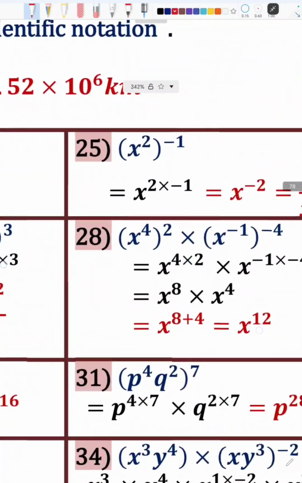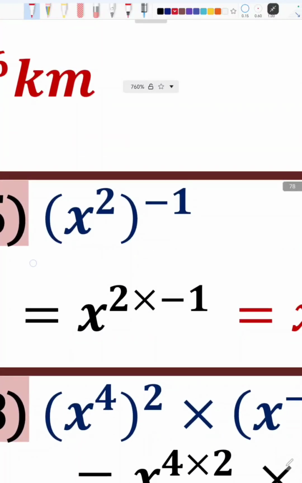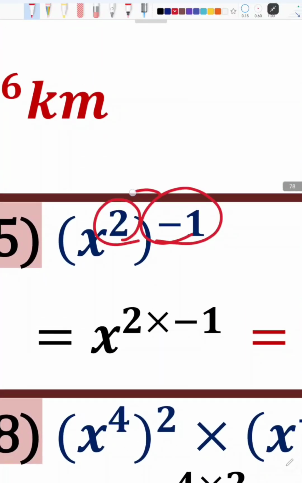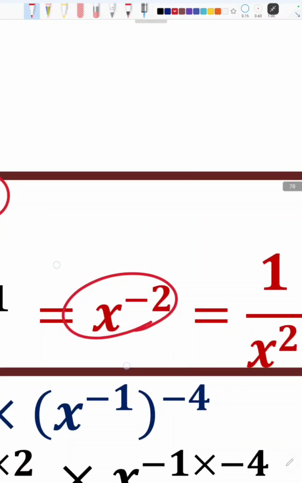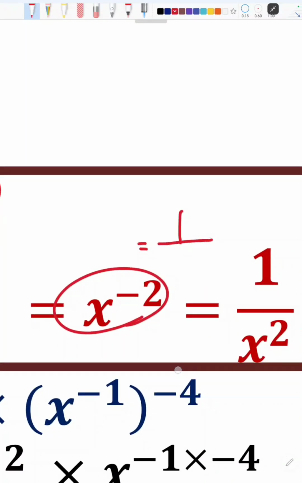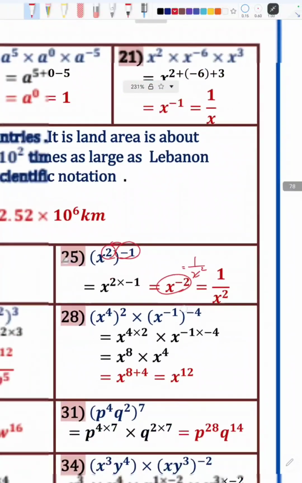In the other example, I have x power 2 times negative 1. 2 times negative 1 is negative 2. Can I keep it like this? No, of course, you have to flip it. So it will be 1 out of x power 2.